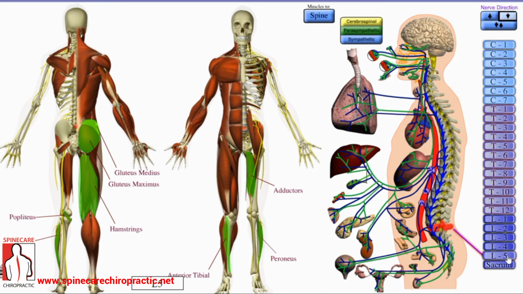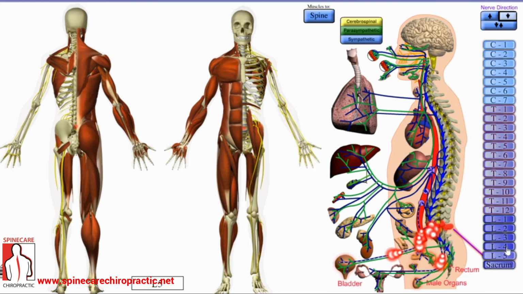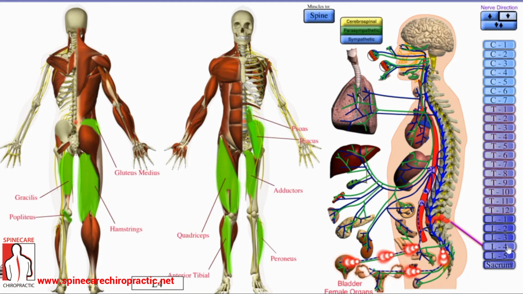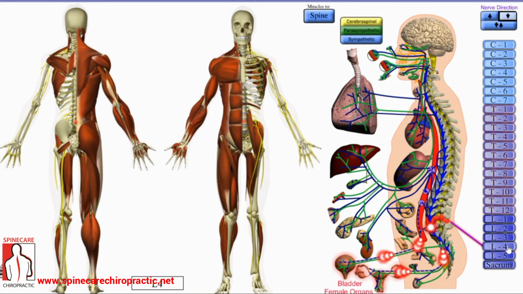When the slip disc becomes more severe, and you can notice here, at L5 the nerve also affects your bladder, your rectum, and also your sex organs. L4 also the same. So when the disc becomes too severe, it can also affect your bladder and bowel function, and it can also affect your sex organs.